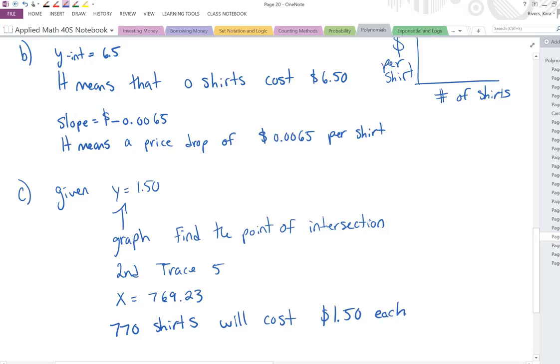So now you know how to find the y value given an x, and in this case, how to find the x value given a y value, how to interpolate and how to extrapolate.